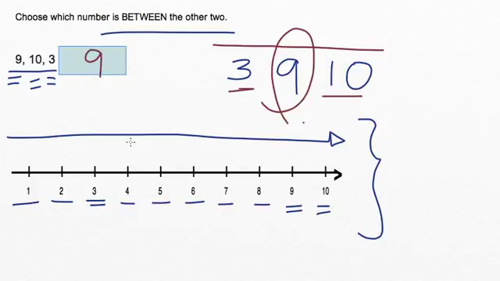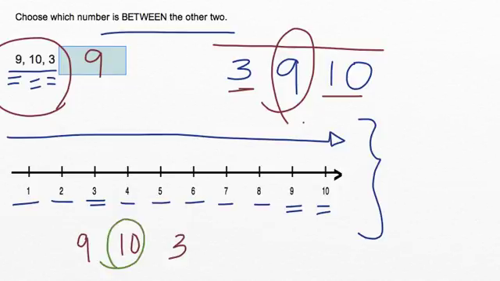Remember not to get confused. By looking at this, if it says 9, 10, and 3, we can't say that 10 is in between 9 and 3 because we know that that's not the correct order of our numbers. So always remember counting from 1 to 10 in the correct order is really important to help you figure out these problems.